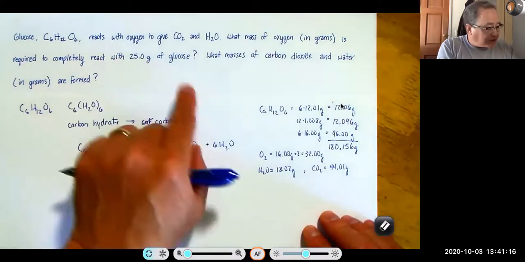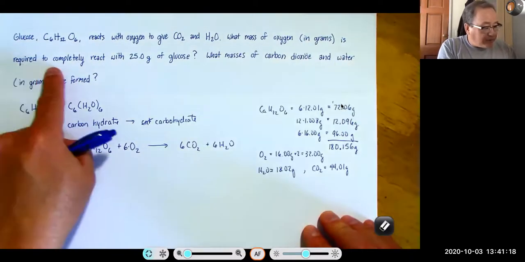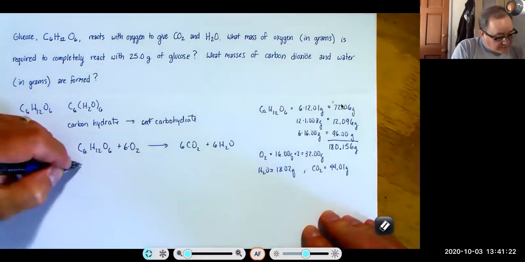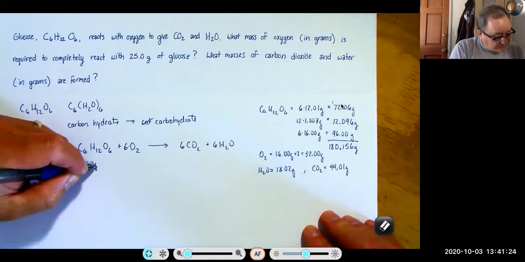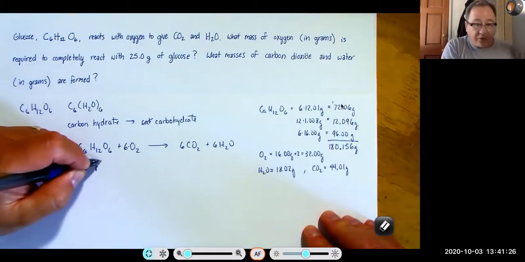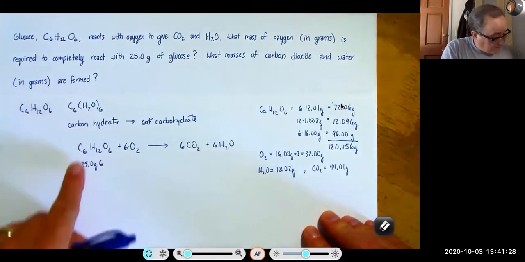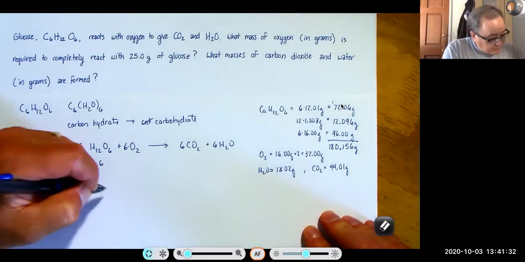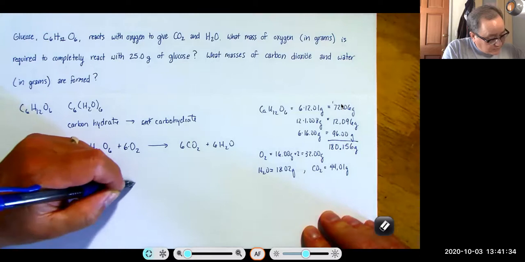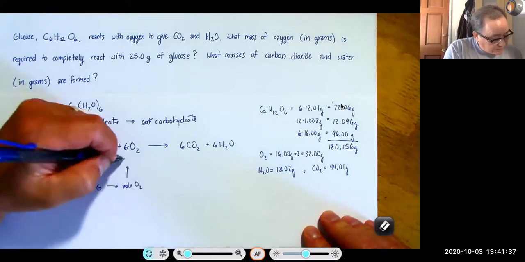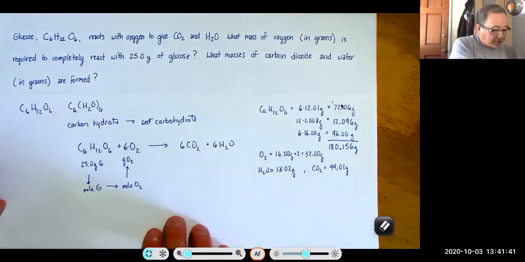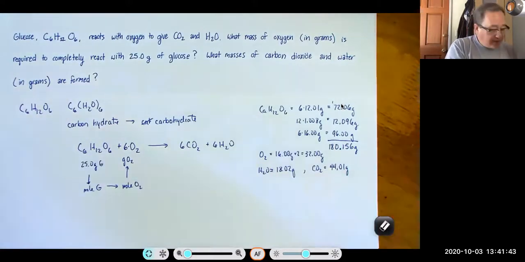Okay, so the first question is, what mass of oxygen is required to completely react with 25 grams of glucose? So I'm going to take my 25.0 grams of glucose, and here I'm going to put G for glucose because I don't want to write this formula out. I'm going to turn that into moles of glucose, turn that into moles of O2, and turn that into grams of O2. So that's the pathway.